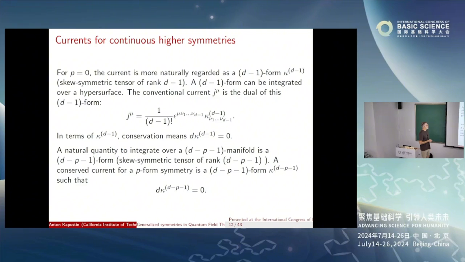The natural thing about this is that if you have a hypersurface, a submanifold of dimension d-1, you can just integrate a d-1 form over it once it's oriented. Conservation is also much more easily written in this language. Now, if you have a d-p-1 manifold over which you want to integrate something, then you need a d-p-1 form, and the conserved current is simply a closed d-p-1 form, that is, one killed by the de Rham operator. That's what the current is for p-form symmetries.